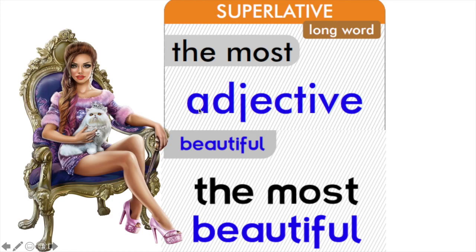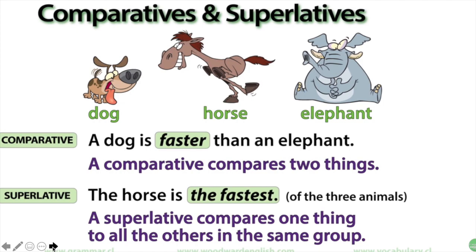If we use a long word, a long adjective, we would say the most beautiful, for example. The most beautiful. This is used with long adjectives. All right, let's get to the theory.